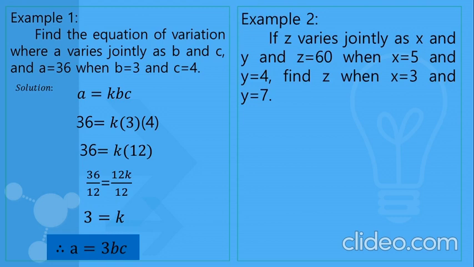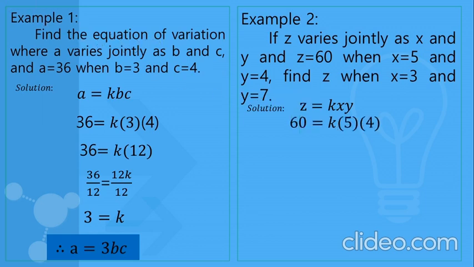Let's have another example. If z varies jointly as x and y, and z is 60 when x is 5 and y is 4, find z when x is 3 and y is 7. Again, translate z varies jointly as x and y into equation. So we have z is equal to kxy.